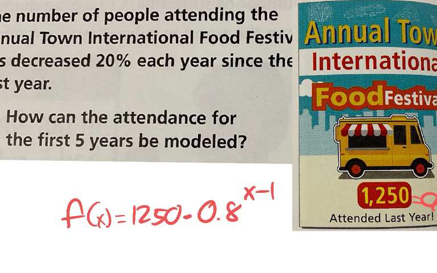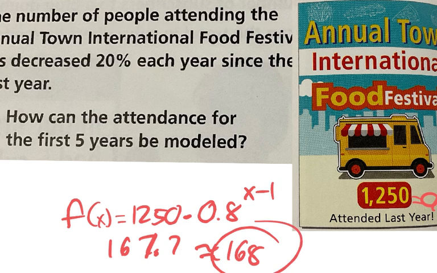167.7. And what are we talking about? People attending a festival. So does this make sense as my answer? No. So instead of saying 167.7, I'd say there's about 168 people.